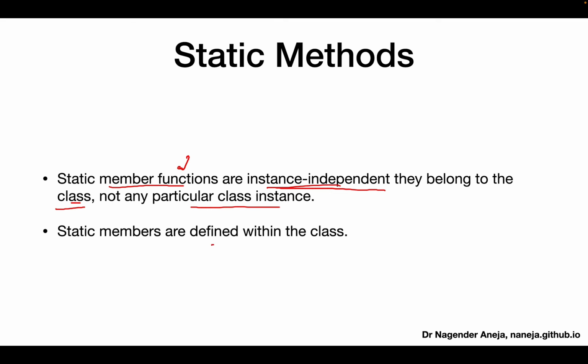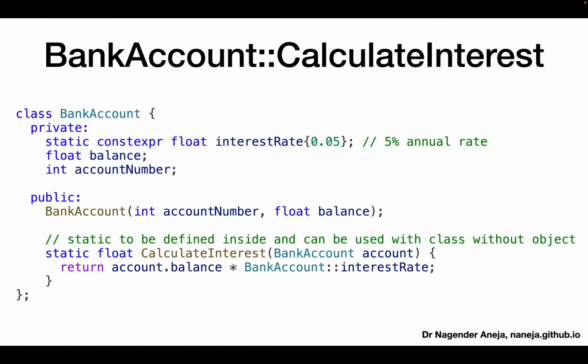So static members are defined within the class. You can't just take it outside. So we have a class BankAccount and we have an interest rate which is 0.05, and this is a constant expression and static. It indicates that the interest rate is fixed, a constant expression known at compile time, and is shared among all the accounts of type BankAccount. That's static. And we have a balance and then an account number. This is a constructor and it receives the account number and the balance.